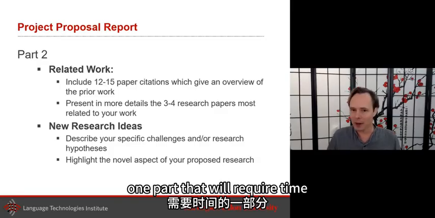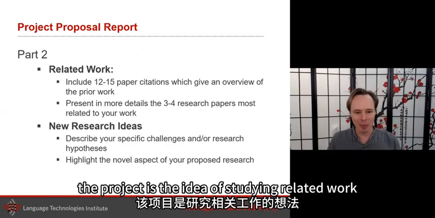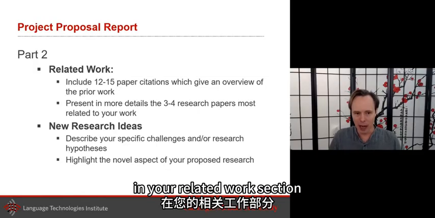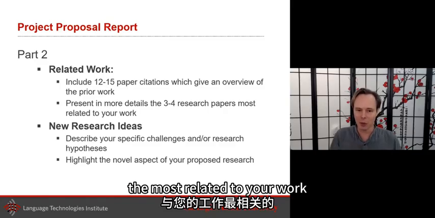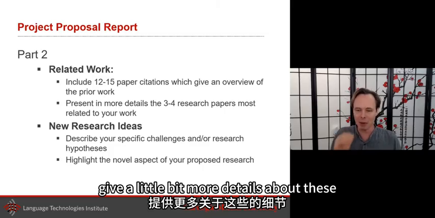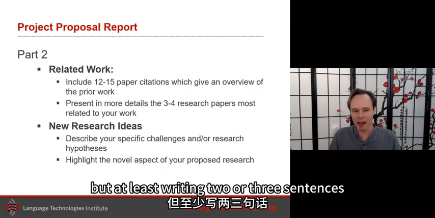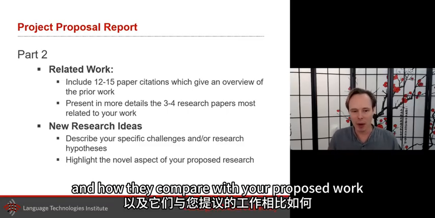One part that will require time, but it's good to do before and not after the project, is studying related work. We want you to cite a minimum of 12 to 15 papers in your related work section. 3 or 4 of these should be the most related to your work, and for these you should give a little bit more detail, not to the point of writing equations, but at least writing 2 or 3 sentences about these most relevant papers and how they compare with your proposed work.